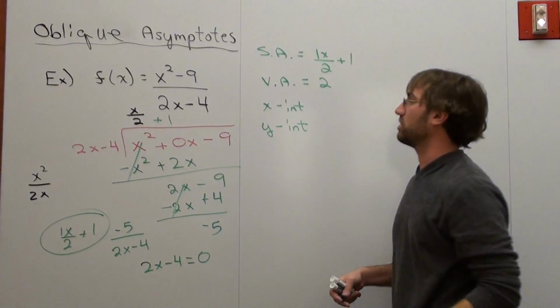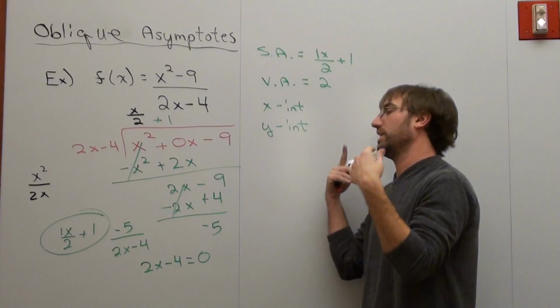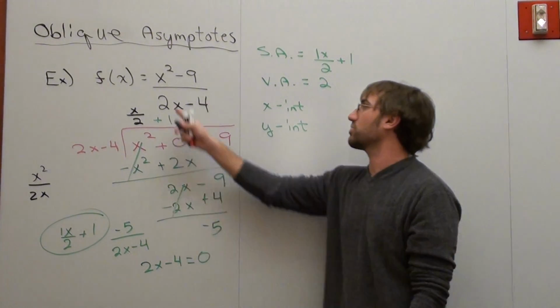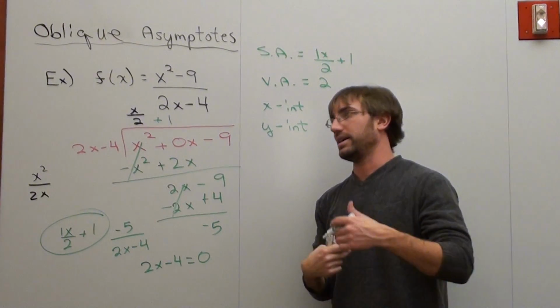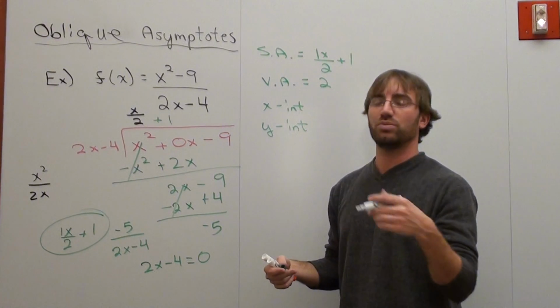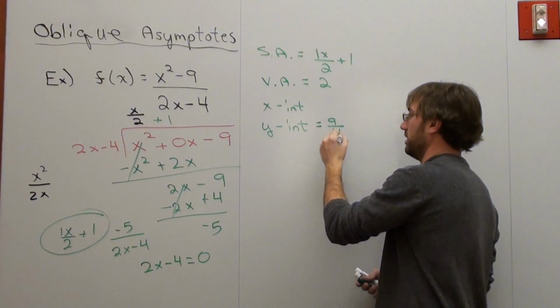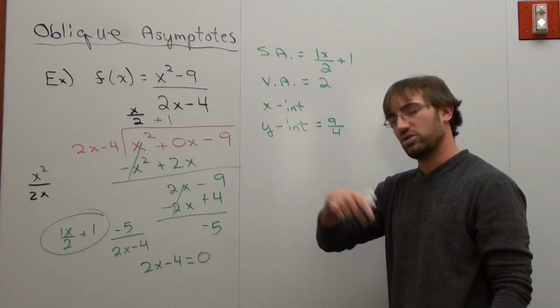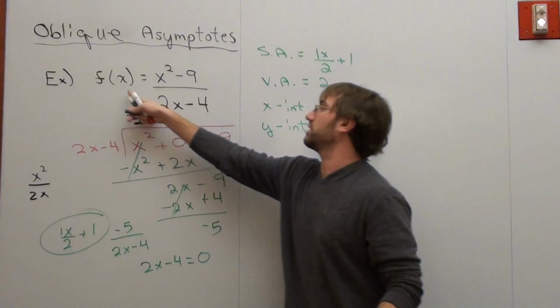I think y-intercept is always much easier to figure out because you just set your x equal to 0. Bam. So disregard anything with an x. You got negative 9 over negative 4. That's 9/4, or 2.25. We're just going to make it 9/4 now. If you want to figure out your x-intercept, set your y equal to 0.